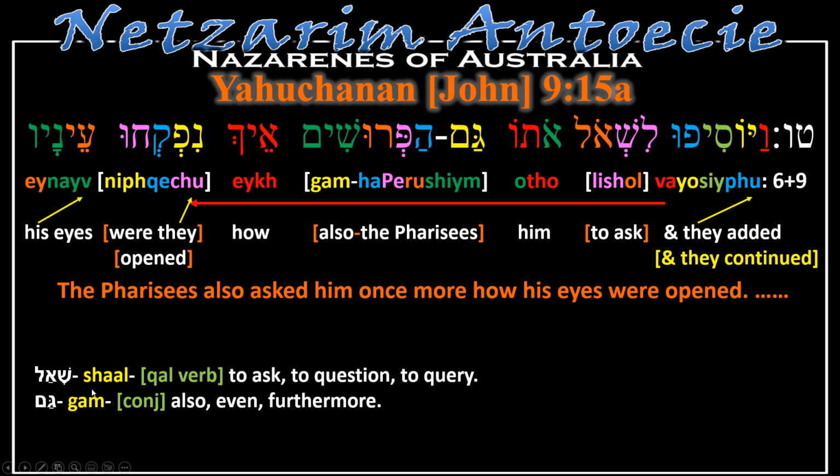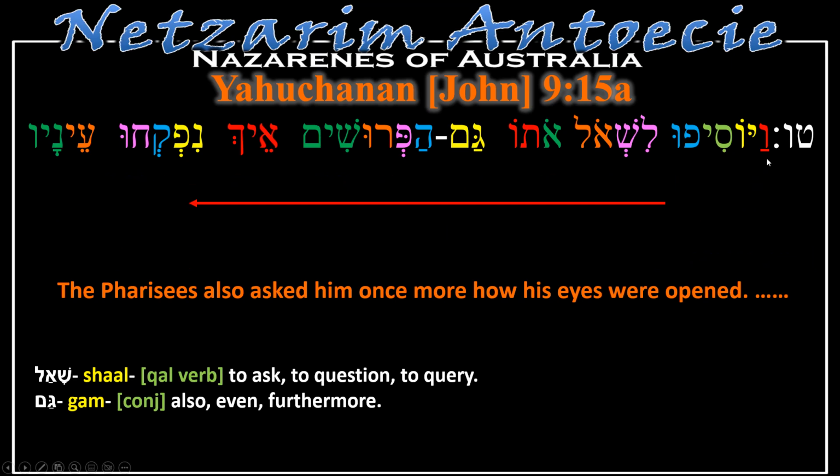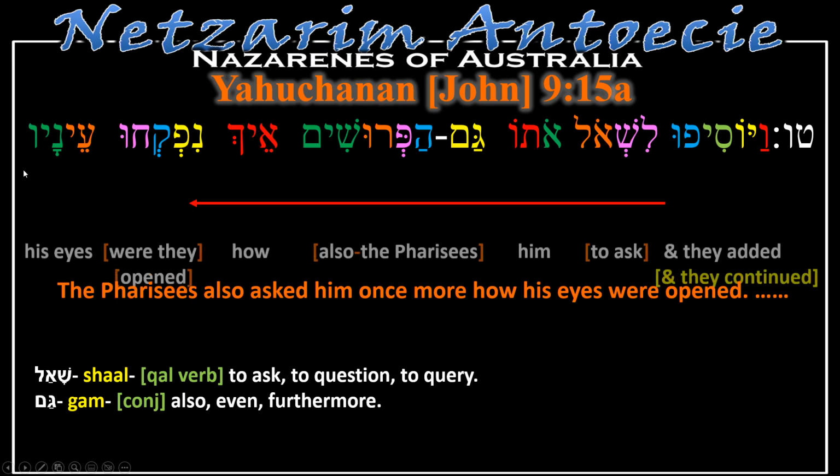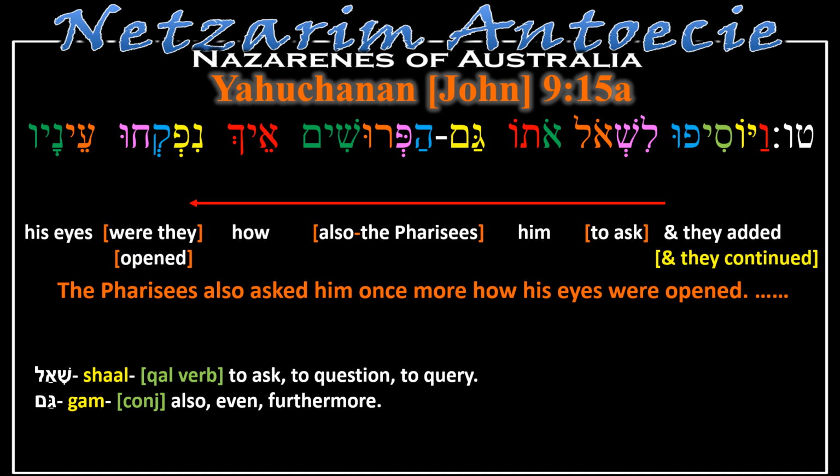And then I've given you sha'al, which is a kal verb to ask, to question, to query, and also gam. As a conjunction, it can mean also, even, furthermore. So I've used also. So now we can read that. Va yo si fu, lish'ol, oto, gam ha perushim, eik, nif kechu, a naiv. And they added to ask him, also the Pharisees, how were they opened, his eyes.